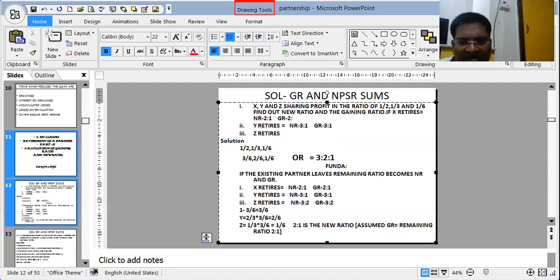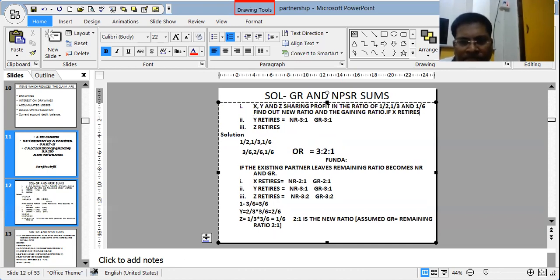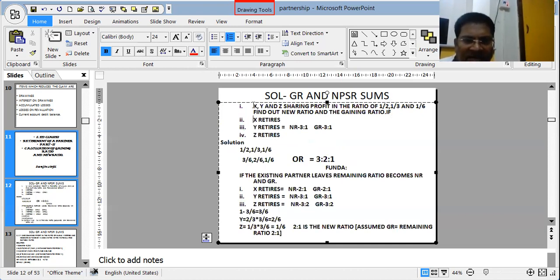If X retires, Y retires, and Z retires. This is the sum. So let's understand when X retires. First of all, we have to find out the ratio. It is not given in ratio format. It is given as 1/2, 1/3, and 1/6. If we take the LCM of 2, 3, and 6, we get 6. So 6 divided by 2 is 3, 3 times 1 is 3, so 3/6. 6 divided by 3 is 2, so 2/6. And 6 divided by 6 is 1, so 1/6. So 3:2:1. This is your old ratio.